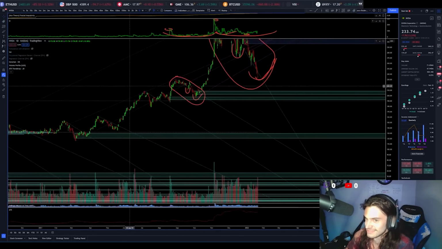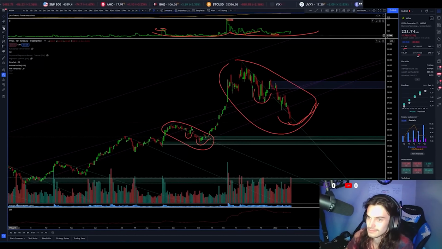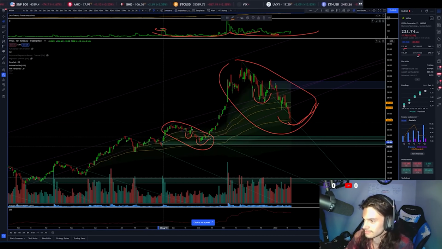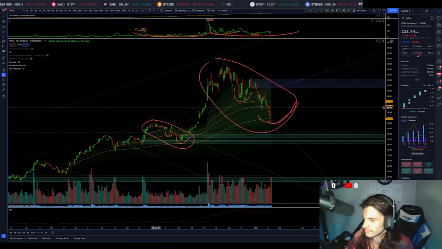He's also saying that crypto is going to be coming out, like money is going to be coming out of crypto and into the stock market.